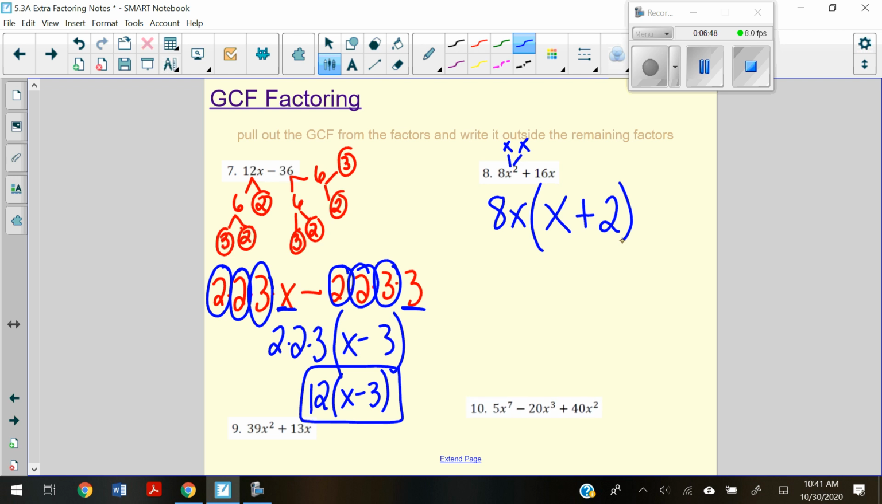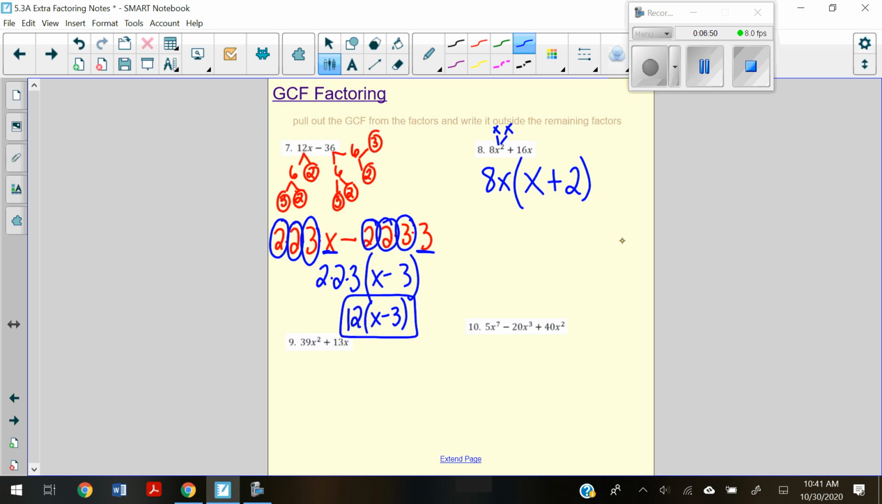Okay, I'm going to make myself some more room. So if we look here, I see 39x squared and 13x. You can choose either one of these methods to find out what you pull out. Okay. In number 10, same idea too, except this time we have 3 terms. So I'm going to go ahead and ask you to pause your video here and try 9 and 10, either of the 2 ways.